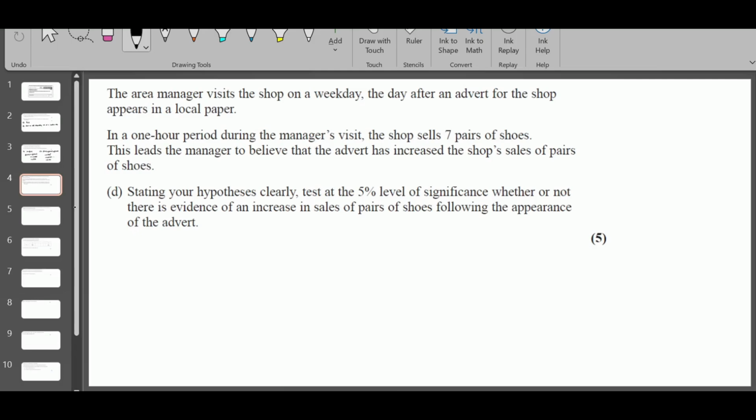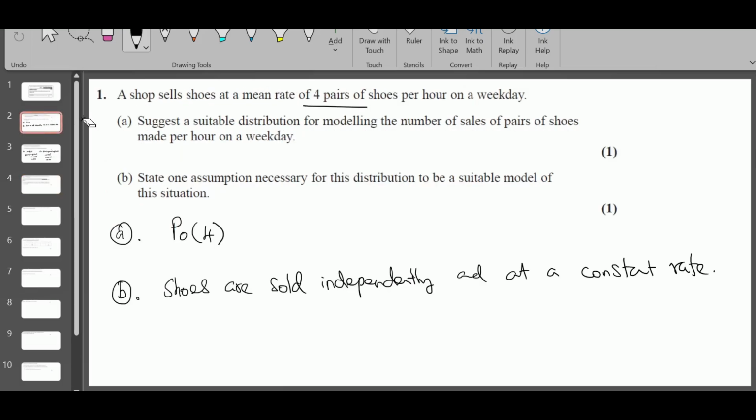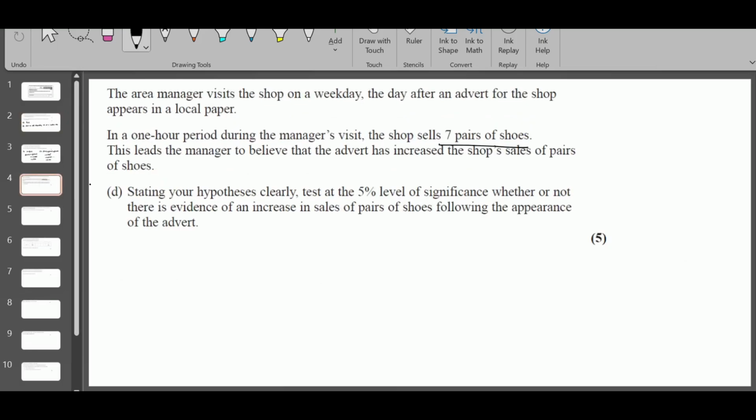The area manager visits the shop on a weekday. The day after, an advert for the shop appears in a local paper. Okay. So in a 1 hour period during the manager's visit, the shop sells 7 pairs of shoes. Usually in 1 hour, the mean rate is 4, right? Now they sold more than 4 actually, 7. Okay, take it as 7 as the observed value. This leads the manager to believe that the advert has increased the shop's sales.